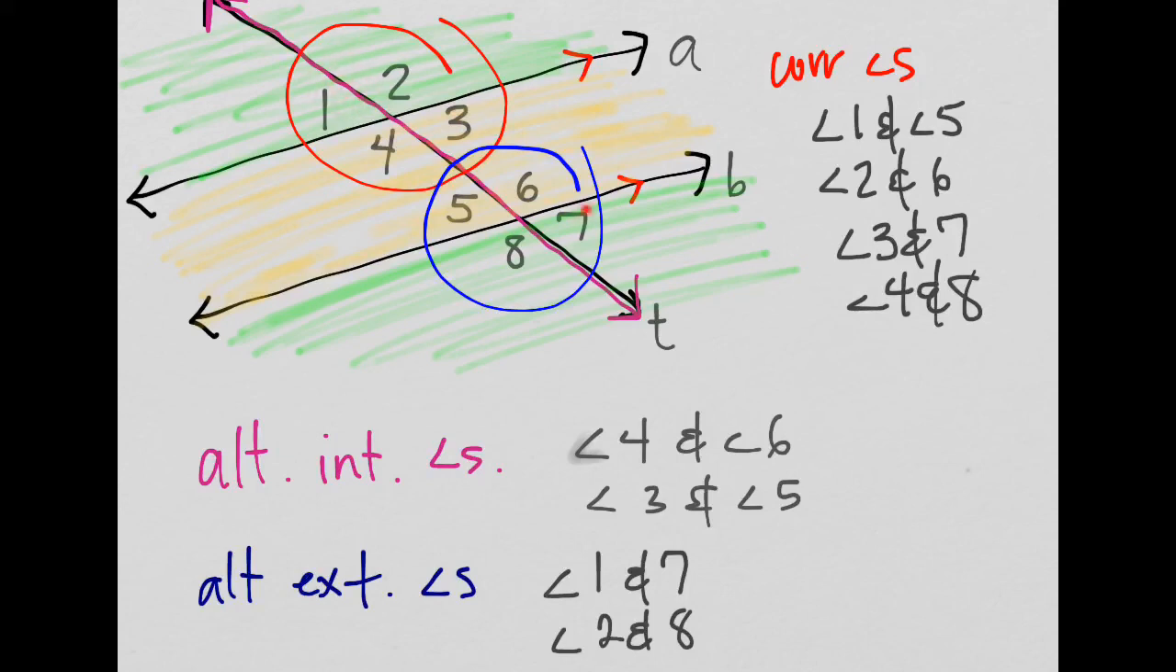I'm sorry. Angle 1 I could say is equal to angle 7 because it's an alternate exterior angle. I could also say that angle 1 is equal to angle 5 because they're corresponding angles. I could say angle 8 is equal to angle 4 because they're corresponding angles. Or I could say angle 8 is equal to angle 2 because they're alternate exterior angles. I could say that angle 3 is equal to angle 5 because they're alternate interior angles. Okay, their measures are equal.